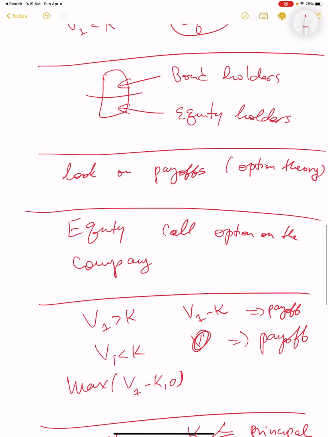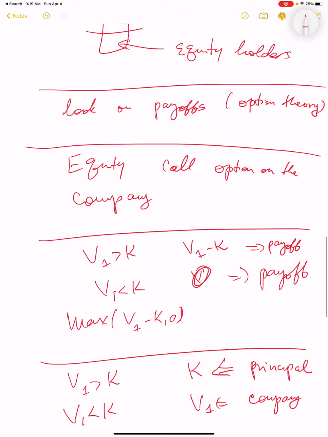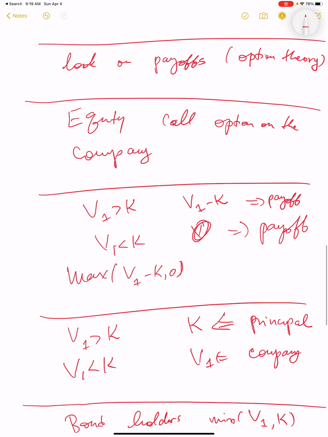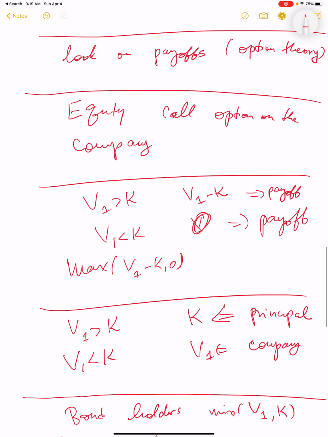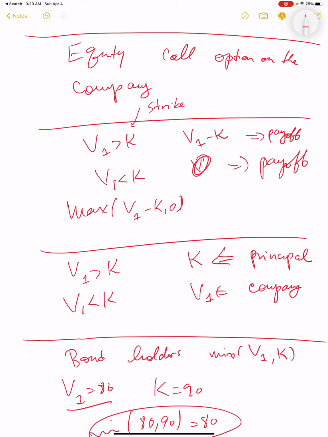Now, how do we look at this from the payoffs perspective? If you have equity, I can say that equity is a call option on the company. Why? Because if the value of the company is bigger than my K, which is my strike, then V1 minus K will be my payoff. And if V1 is less than K, then it's going to be 0. Hence, my payoff is the maximum of V1 minus K and 0.